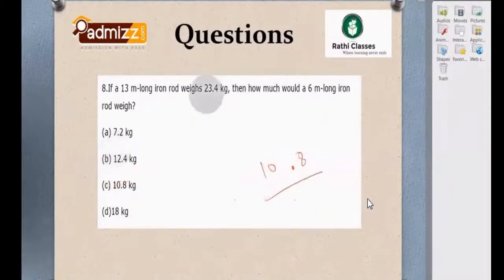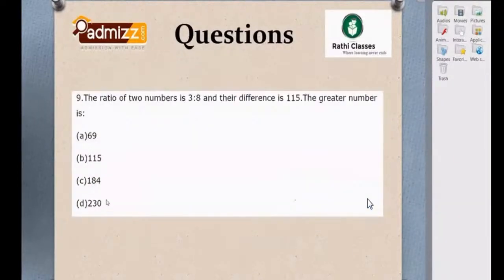Moving on to the next question. In this question, the ratio of the two numbers is 3:8 and the difference is 115. Find the greatest number. It is just 8k minus 3k, 5k is 115, so k is 23. The greatest number would be 23 into 8. The ending digit should be 4, so the option is C. You don't have to solve entirely: k is 23, and largest means multiply by 8. 8 threes are 24, ending with 4. The option is only C, so the answer is C.